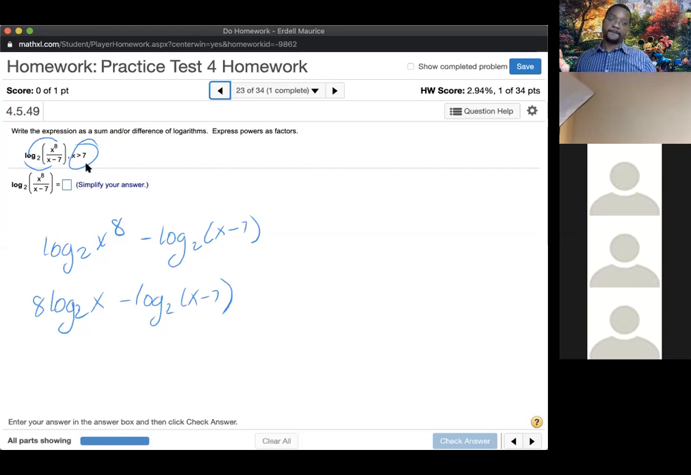Questions there? If you are in the numerator, you are a positive log. If you are in the denominator, then you are a negative log.